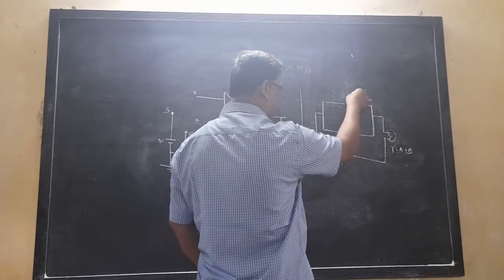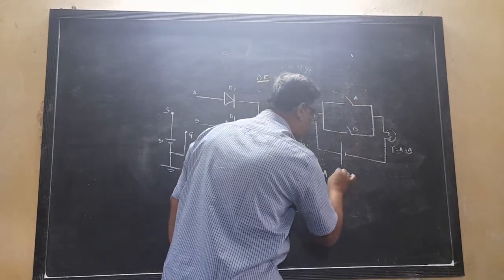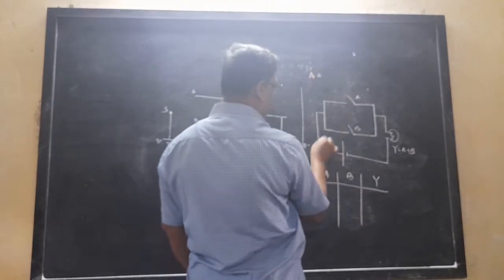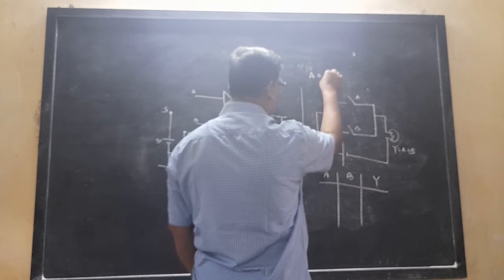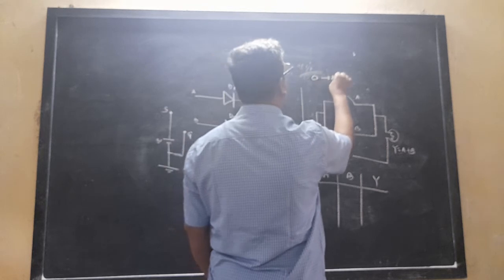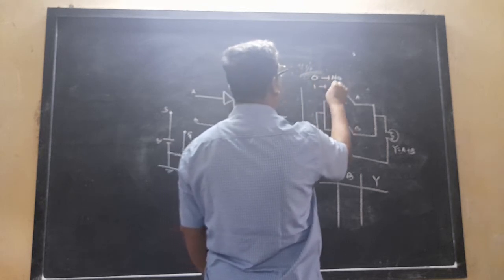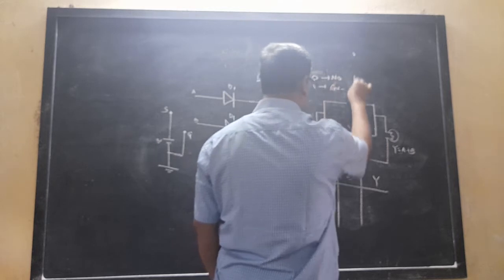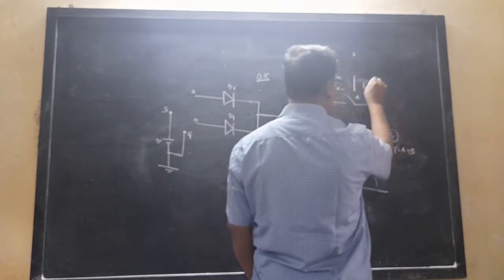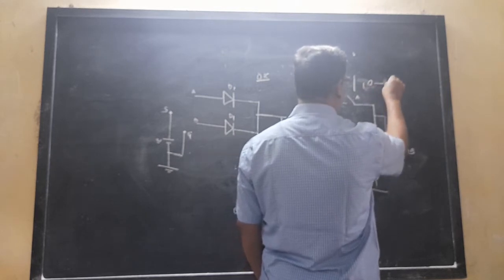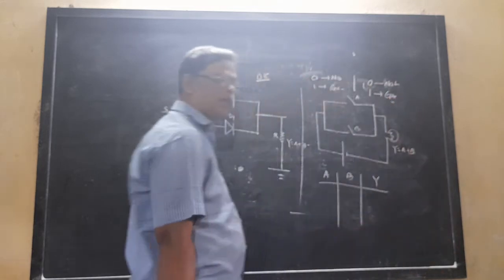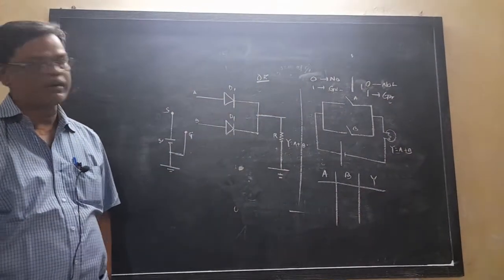Suppose if the switch A is closed, A, B, and this is the Y. If we give an input, then it is 1. If there is no input, then 0. 0 is no input, and 1 is given input. And for Y, if the bulb glows, it is 1, and if the bulb does not glow, it is 0.